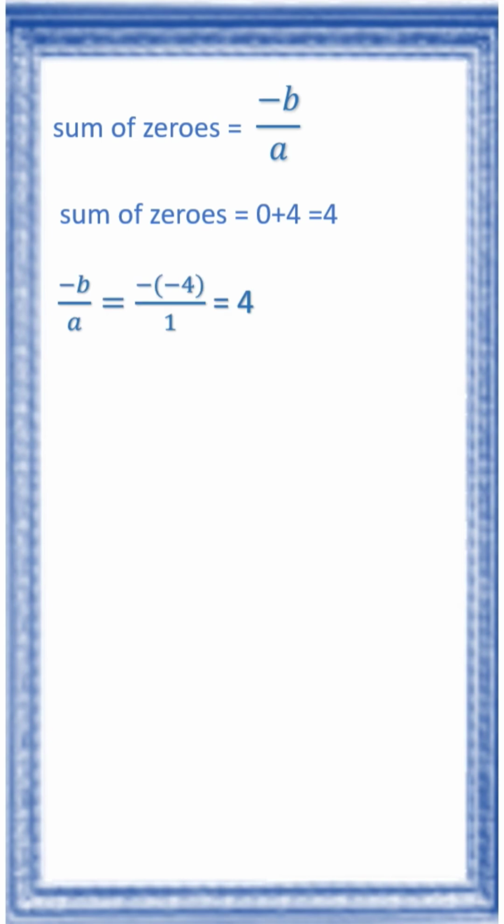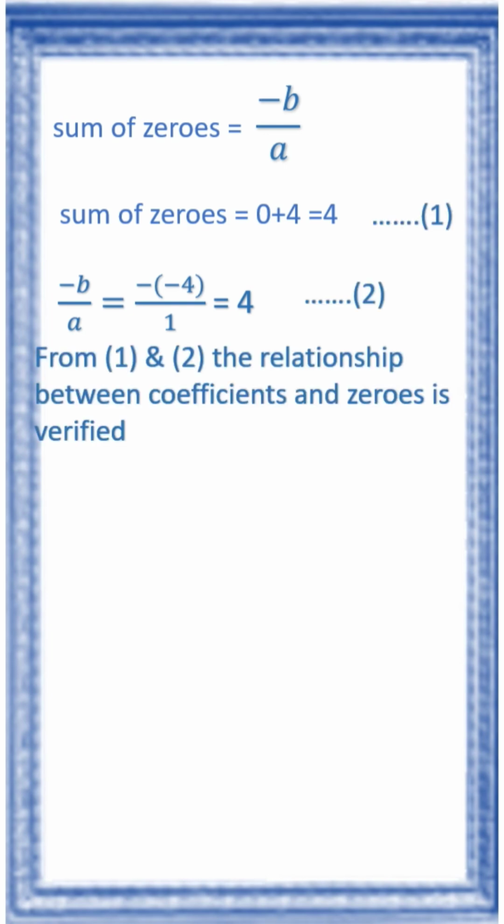Now sum of the zeros is negative of B by A, the relationship according to the coefficients. We have to prove it. Actual sum of the zeros: one is 0, another one is 4. So 0 plus 4 is 4. Here B is negative 4, A is 1. Negative of negative 4 by 1 is 4. Let this be equation number 1, this be 2. So from 1 and 2 the relationship between coefficients and zeros is verified.